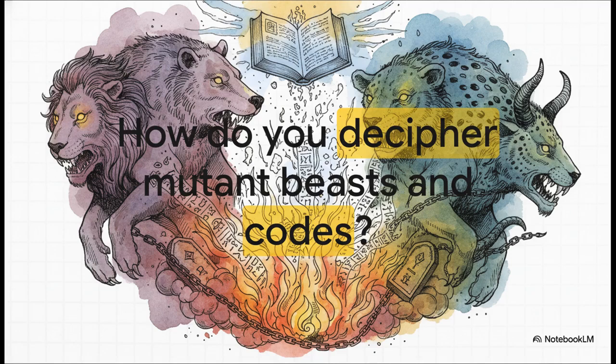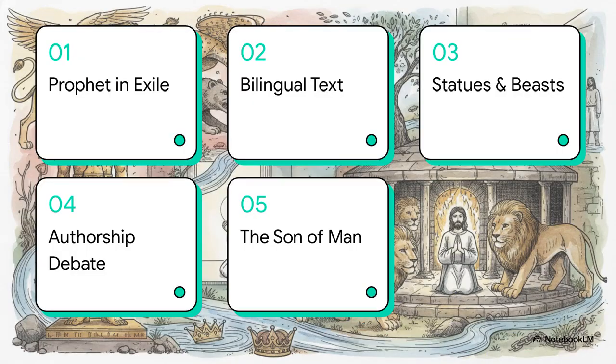If you've spent any time in this text, you know it is absolutely loaded with wild, almost psychedelic imagery. But, as we'll see, none of this is random. Not at all. Every bizarre creature, every specific number, it all serves a very intentional purpose. So, to make sense of all this, here's our roadmap for today.